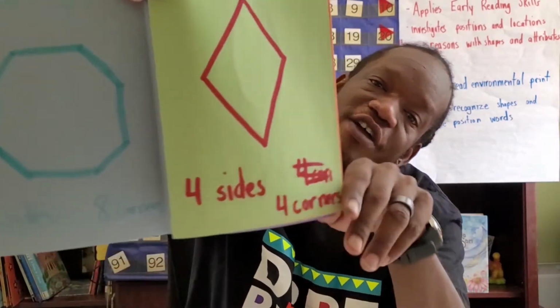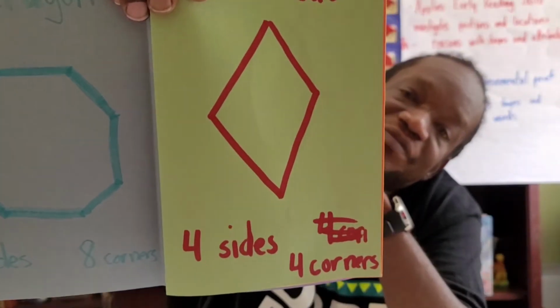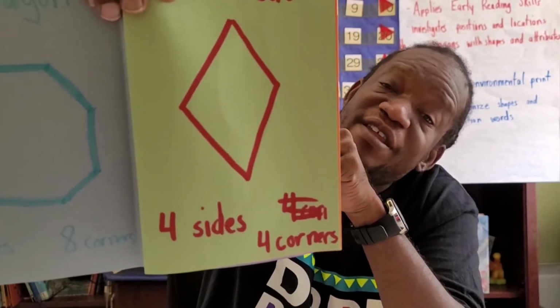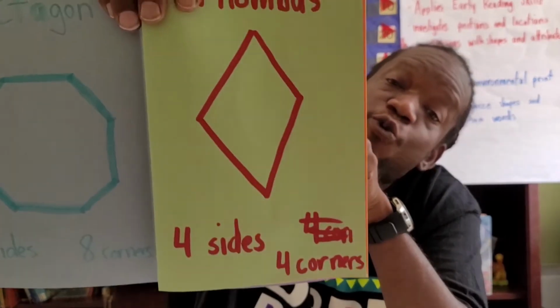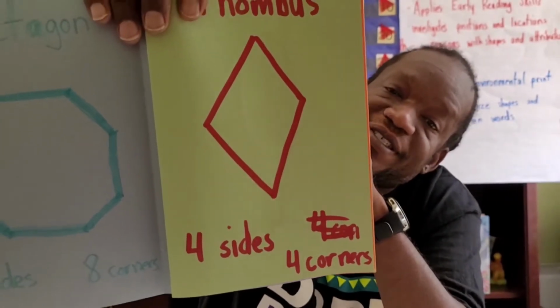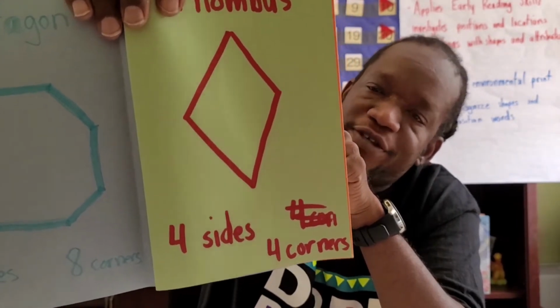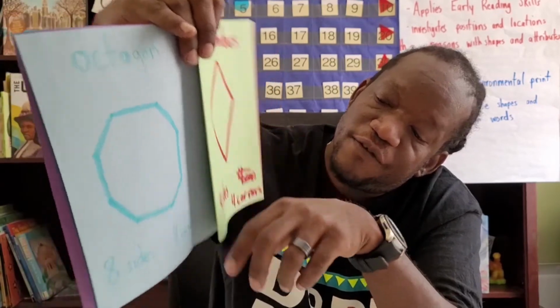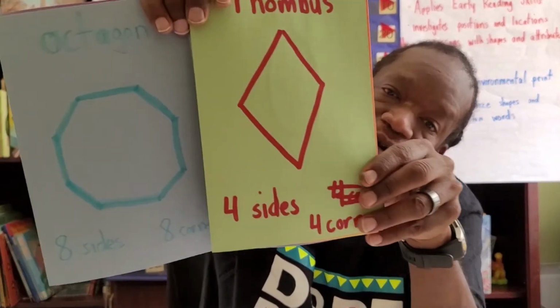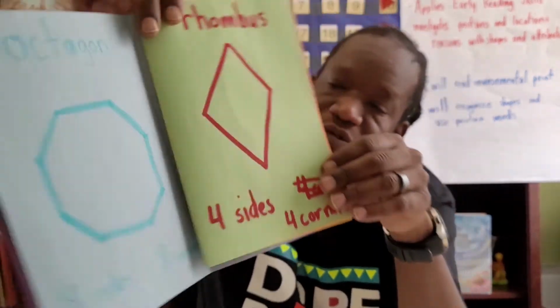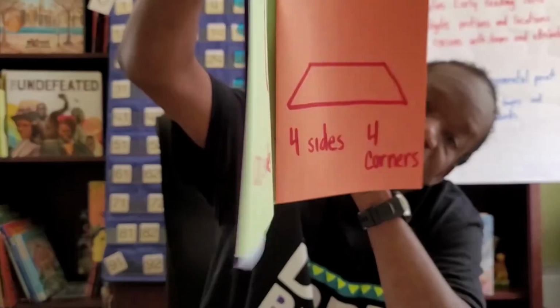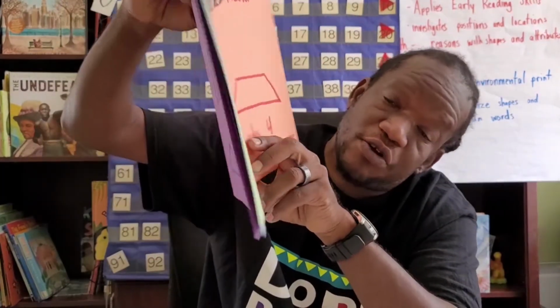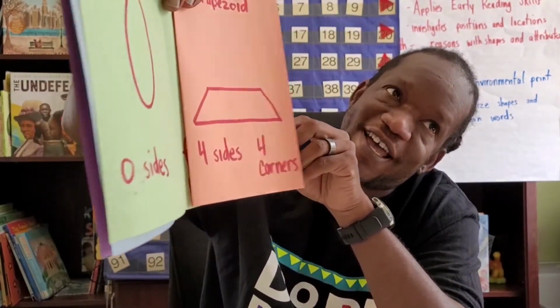And I know some of you saw this one. What is this? A diamond, but actually the name of the shape is rhombus. Everybody say rhombus. Rhombus. And it has 4 sides. 1, 2, 3, 4. And 4 corners. What's this shape right here? An oval. No sides.